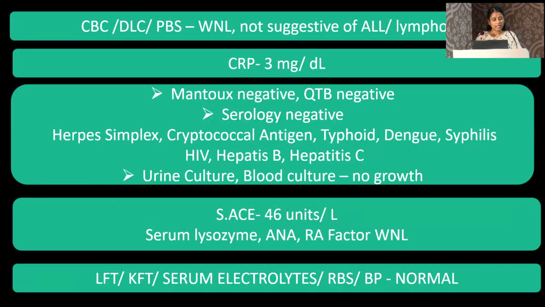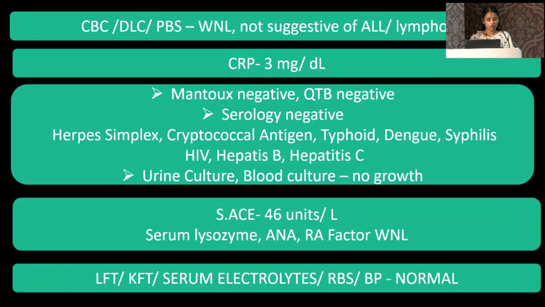We did a complete blood panel for the test, whatever was available in our resource poor setting. So the complete blood count, differential count, and peripheral blood smear was within normal limits. It was not suggestive of any ALL or lymphoma. CRP was 3. We did an infectious panel. Mantoux and Quantiferon TB was negative, and serology was negative for herpes simplex, cryptococcal antigen, typhoid, dengue, syphilis, and the child was immunocompetent. There was no HIV, hepatitis B, or hepatitis C. Urine culture, blood culture showed no growth.